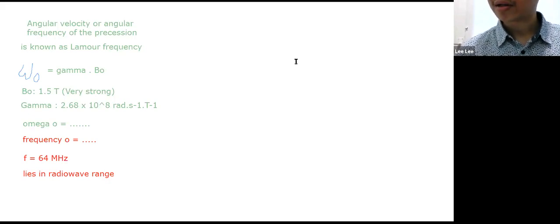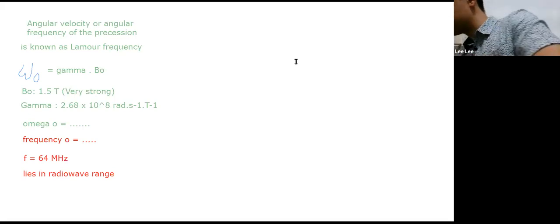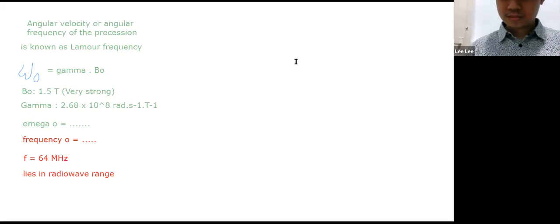If you remember, in using the MRI machine, we need a strong magnet, and also we need to use an electromagnetic wave. The electromagnetic wave that we use lies in the range of radio wave. How can we tell that? If you calculate with this, you will see that it lies in the range of the radio wave. So far, do you have questions until here? No.